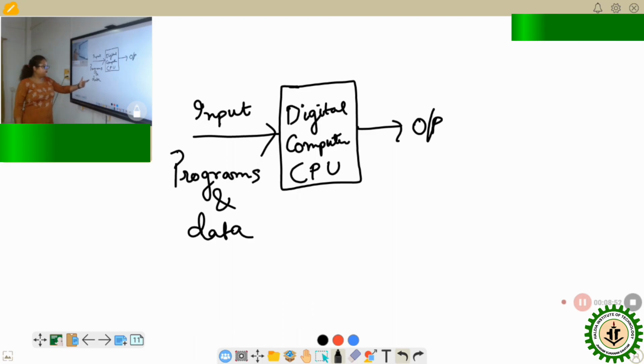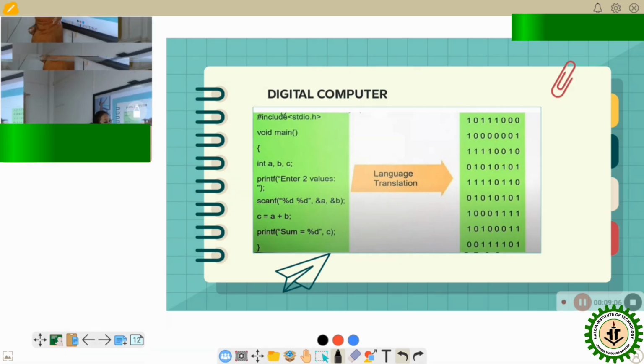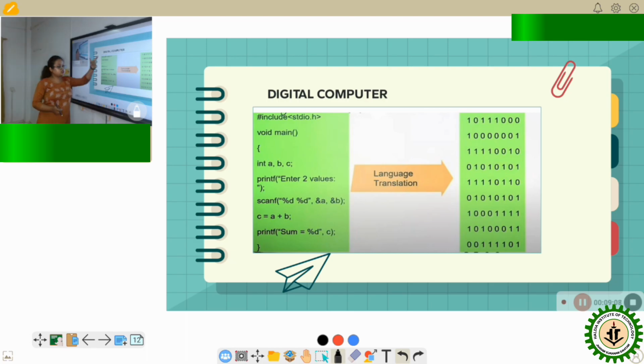Programs and data. Data means any kind of data we can give to the CPU and we are getting output. So what does a group of bits mean? This one is the group of bits. This one is the program, and this one is the bits. So what type of program is it?